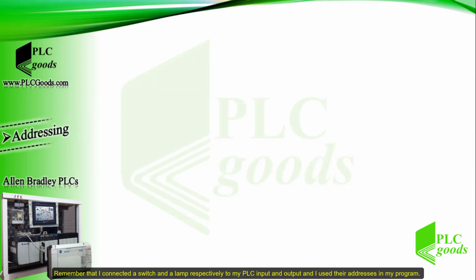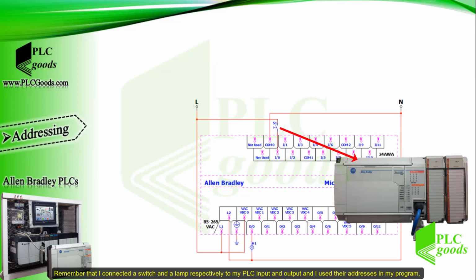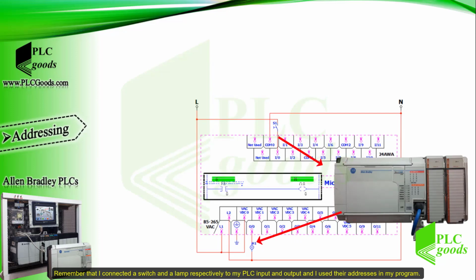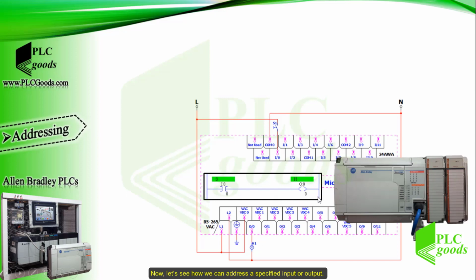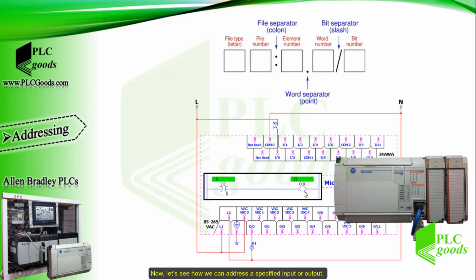Remember that I connected a switch and a lamp respectively to my PLC input and output, and I used their addresses in my program. Now let's see how we can address a specified input or output. First, let's start with the first digital output address. The letter O indicates that the address belongs to a PLC output. Then the file number is defined. For the output image memory, this number is 0 and it can be omitted.